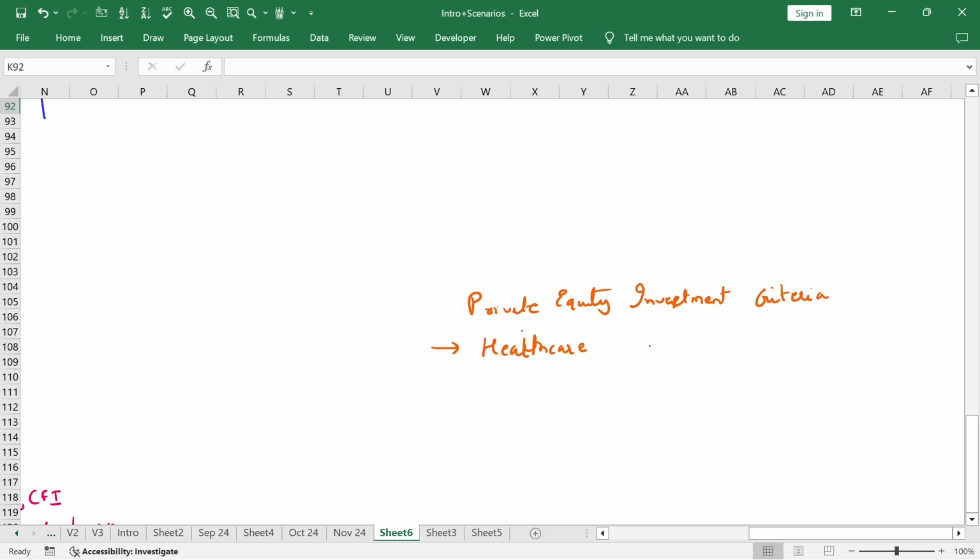What is a private equity, by the way, before I go into the criteria? Can anybody tell me what is a private equity? What do we understand by the word private equity? What do these firms do? Any idea, people? Where you don't sell your equity shares to the public at large, that is by IPO, but you sell your equity shares to a private individual or a fund.